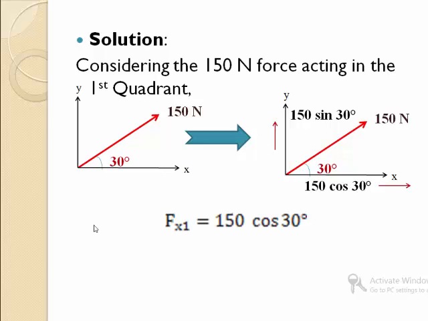So the horizontal force component of the first force can be denoted by Fx1, which is plus 150 cos 30 since it's passing along the positive x-axis, and Fy1, that is the vertical component of the first force, is plus 150 sin 30 since it's acting along the positive y-axis.